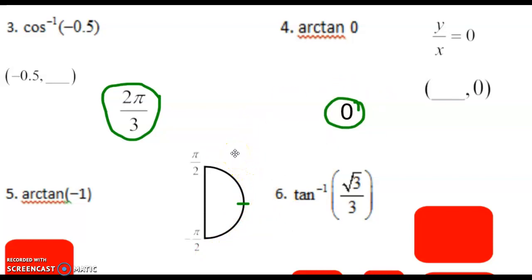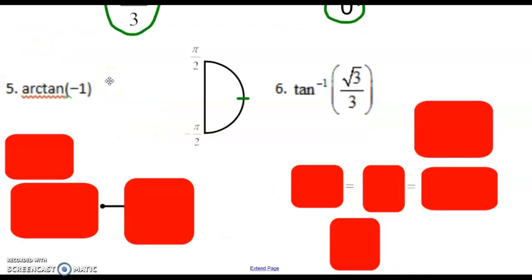Again, pause this video, try to answer numbers 5 and 6 on your own, and then you can start the video up again to make sure that you got it correct. Your answer to number 5 is -pi over 4, and your answer to number 6 is pi over 6. So here's the reason why.